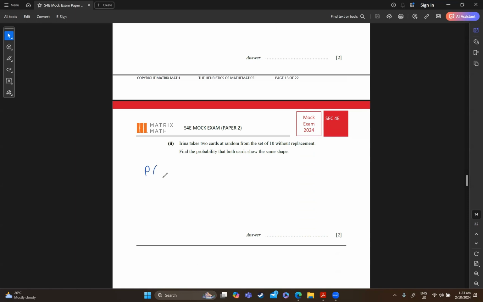So right now, probability that both cards show the same shape. Write this inside here. So it's 4/10 times 3/9 bracket plus 6/10 times 5/9. Add this up, you should get 7/15.